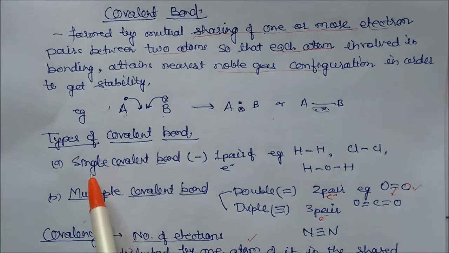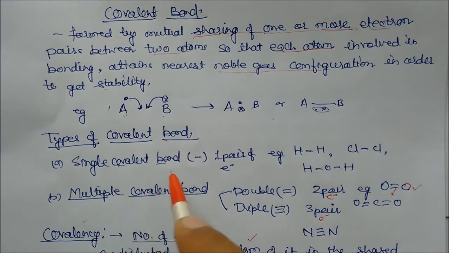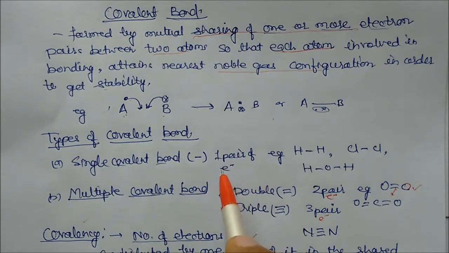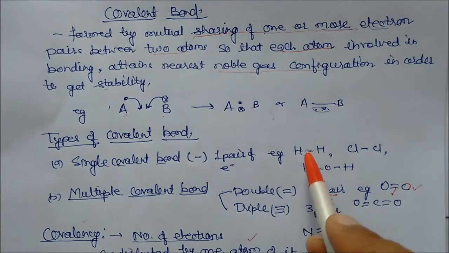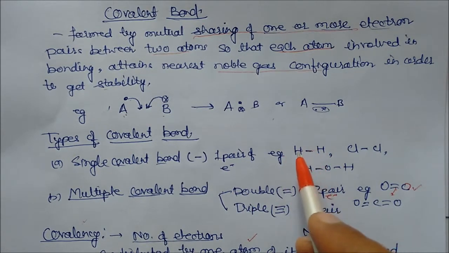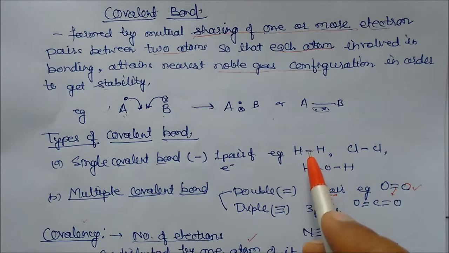There are two types: one is single covalent bond and the second is multiple covalent bond. In a single covalent bond, there is sharing of one pair of electrons between two atoms. Let us see the example of hydrogen. Each hydrogen shares one electron between them. So this is a single covalent bond.